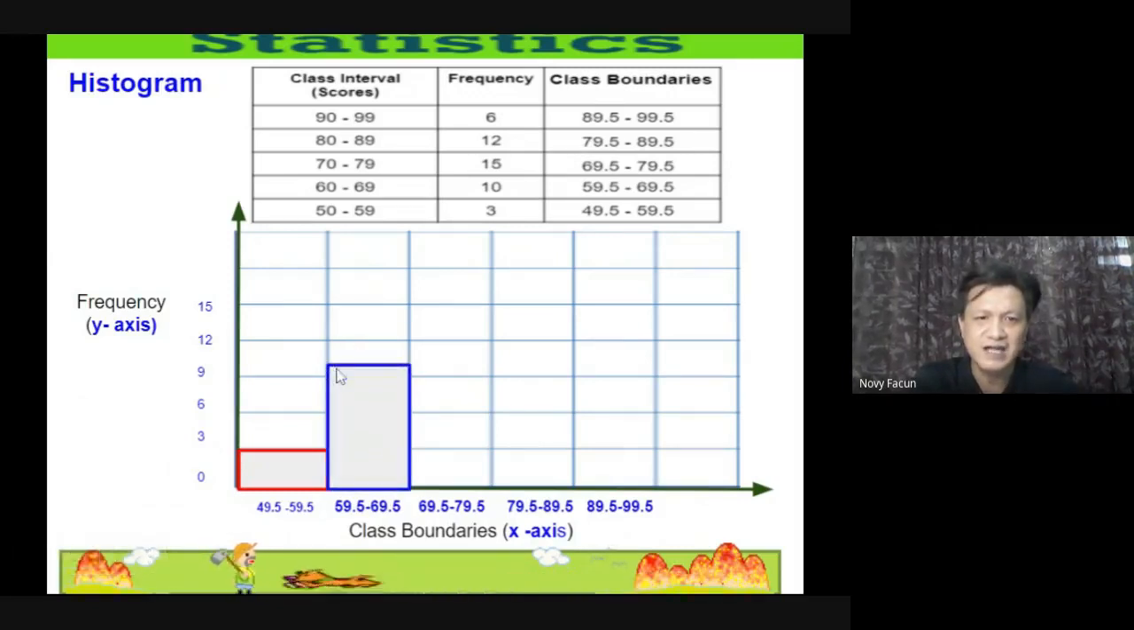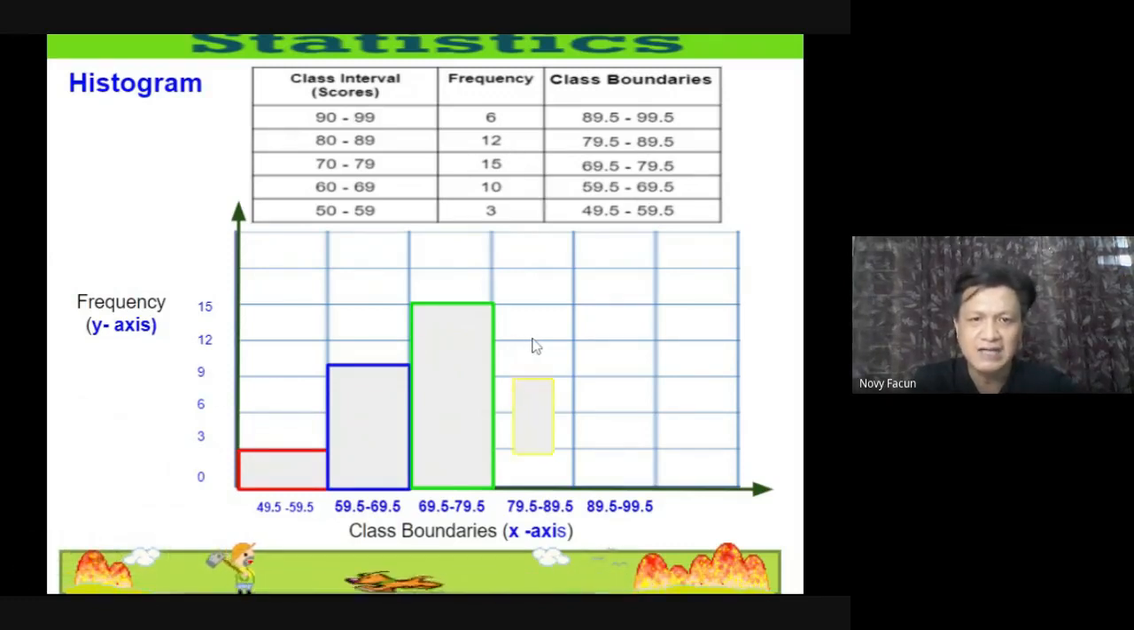Nandito yung taas natin. So, ayan, kung mapansin nyo na wala siyang gaps, kasi may interval tayo. And then, dito naman sa 69.5 to 79.5, meron tayong 15. So, ibig sabihin hanggang dito yung taas natin. Okay, then for the 79.5 to 89.5, meron tayong 12. Ibig sabihin nandito yung ating taas ng graph.